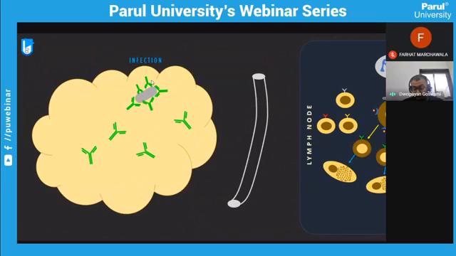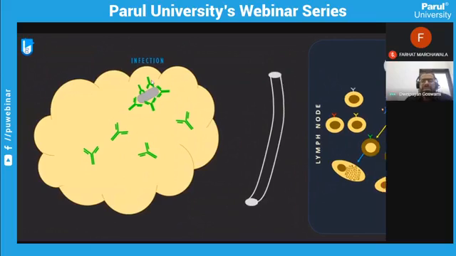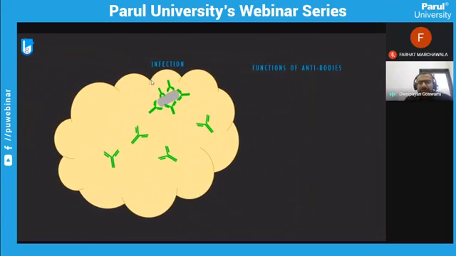And as the rate of phagocytosis increases up to 100 folds, what will happen? The infection will be cleared. So this is the entire picture. This is the basic understanding of how antibodies are very important. Then, this is not the only task that is done by the antibodies.